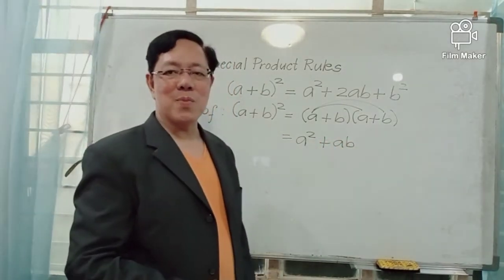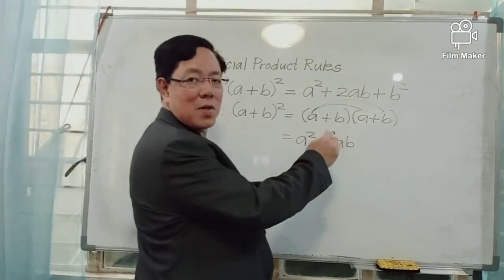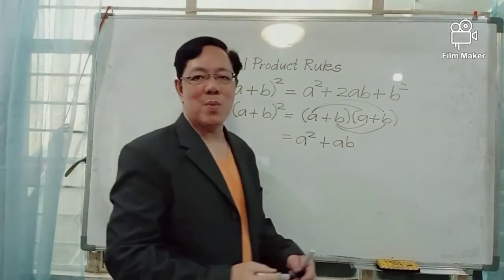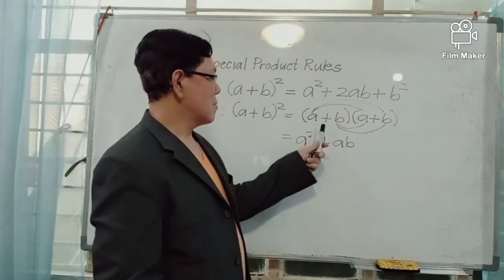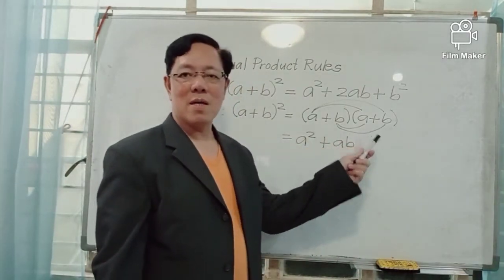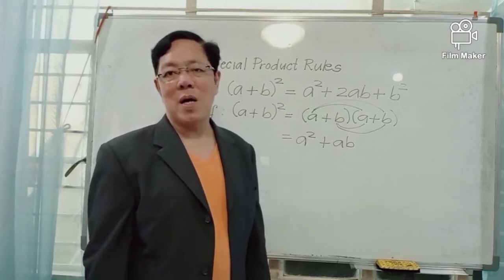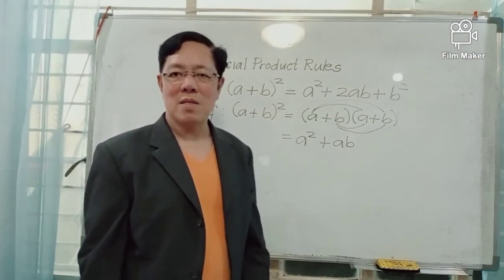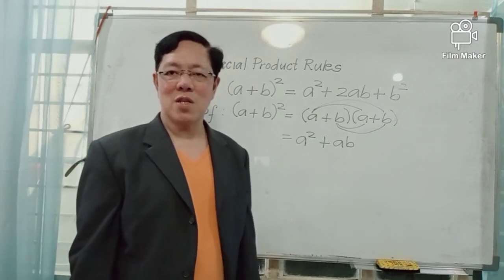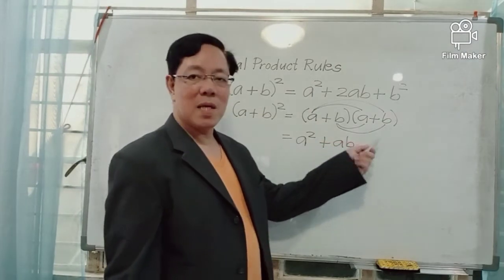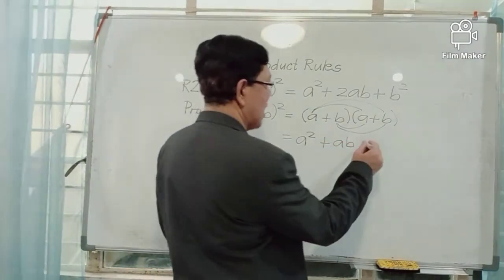Now we distribute the second term of the first binomial to each term of the second binomial. We start with b multiplied by a is ba. But the product BA is the same as the product AB, since multiplication is commutative. So instead of writing BA, we write plus AB.